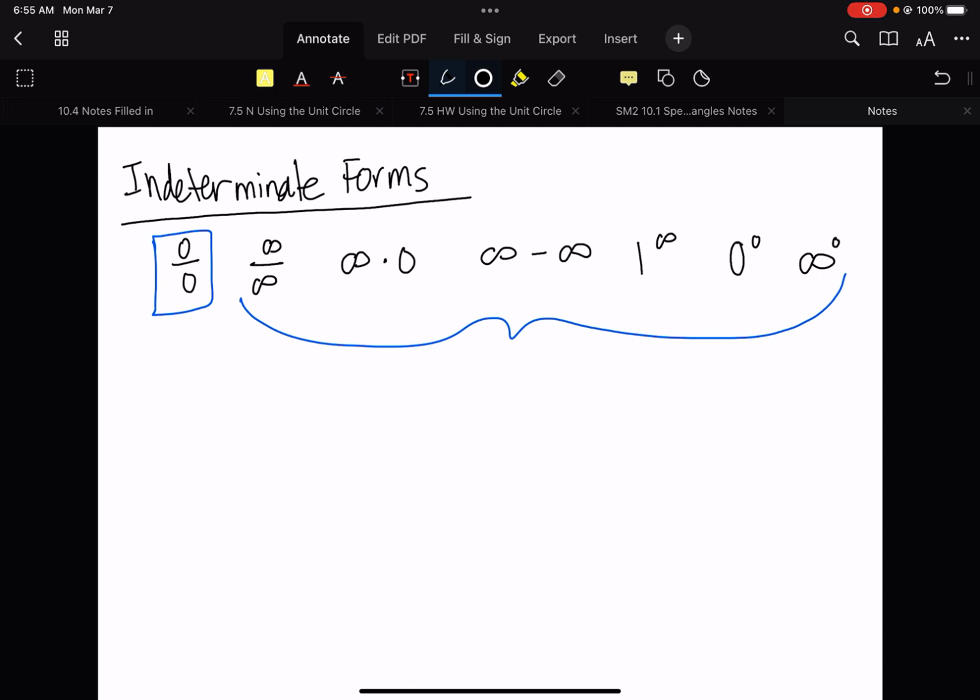Because we've only done one of the 8 indeterminate forms, your homework is not very long. It's only about 10 problems, I think. I'll post an answer key as well.